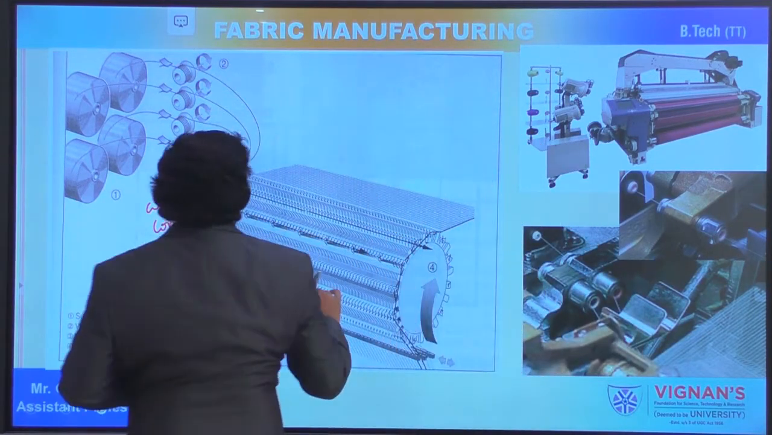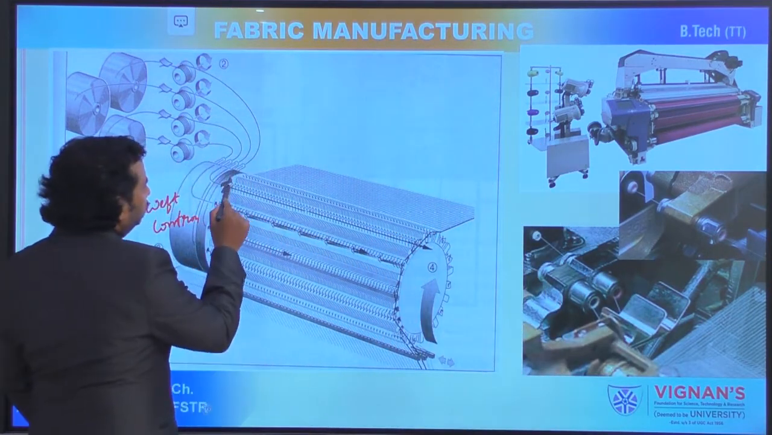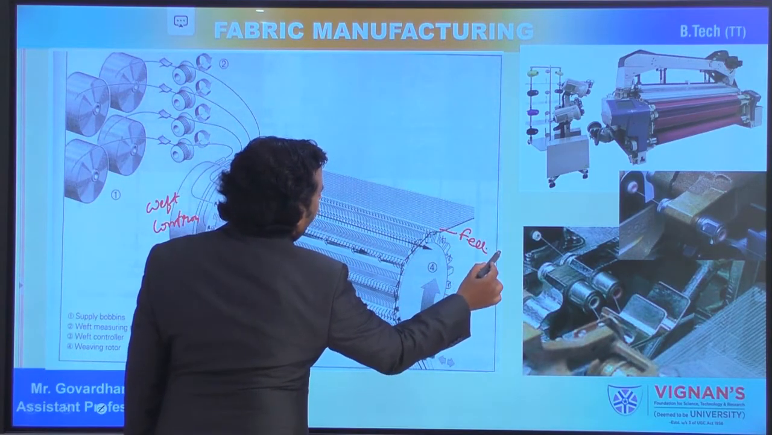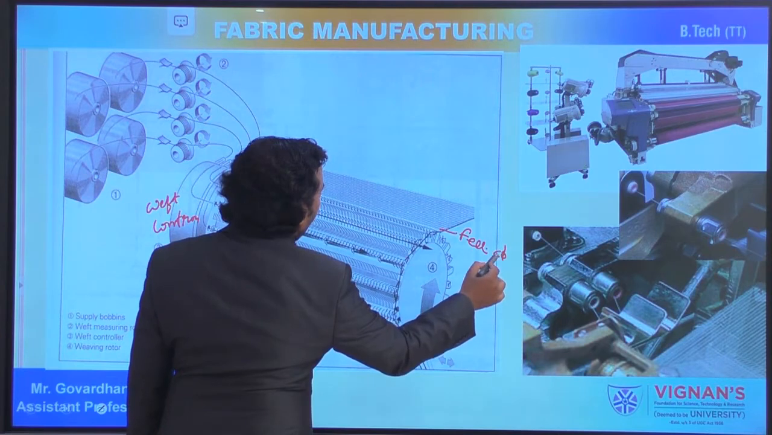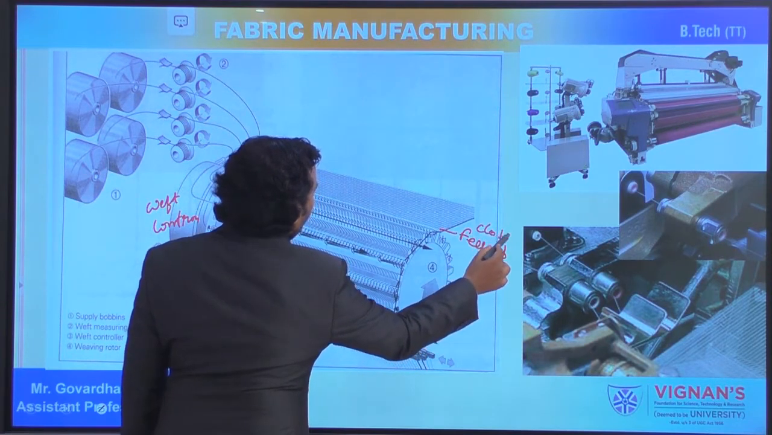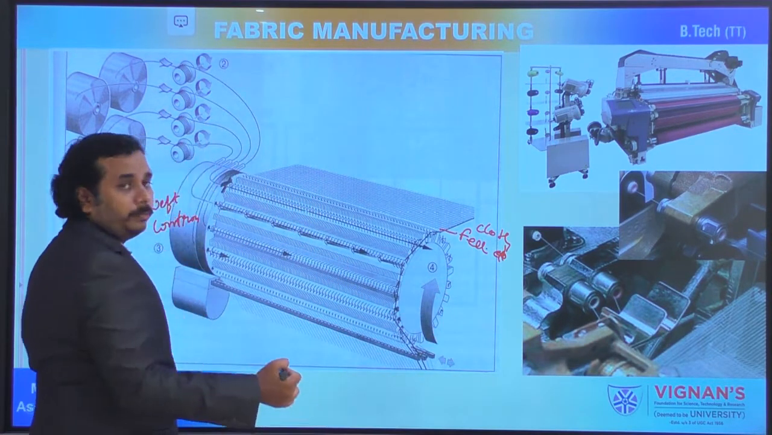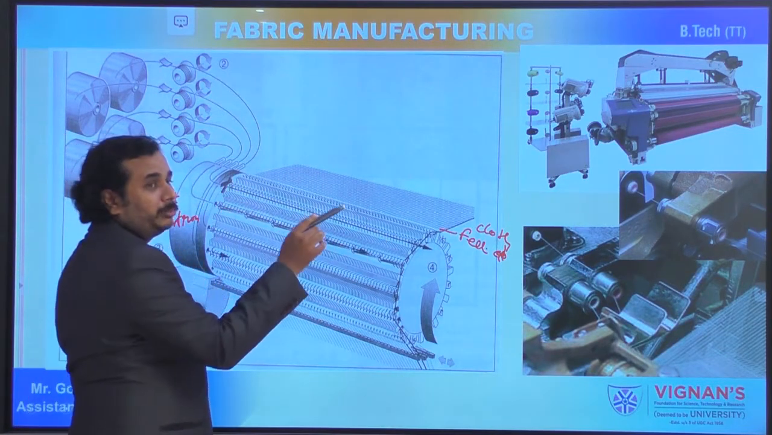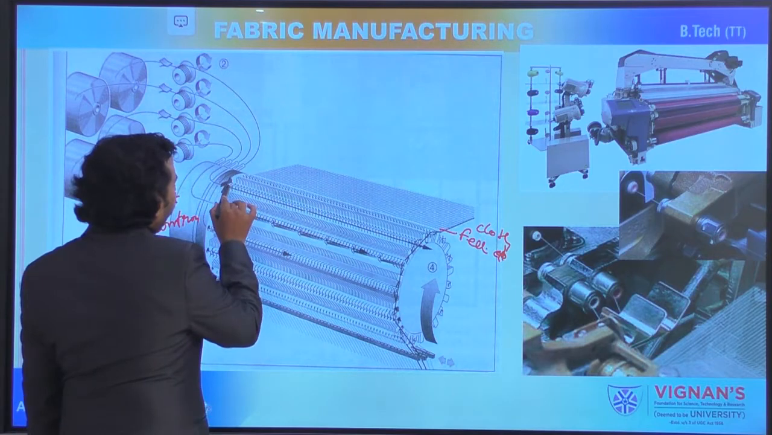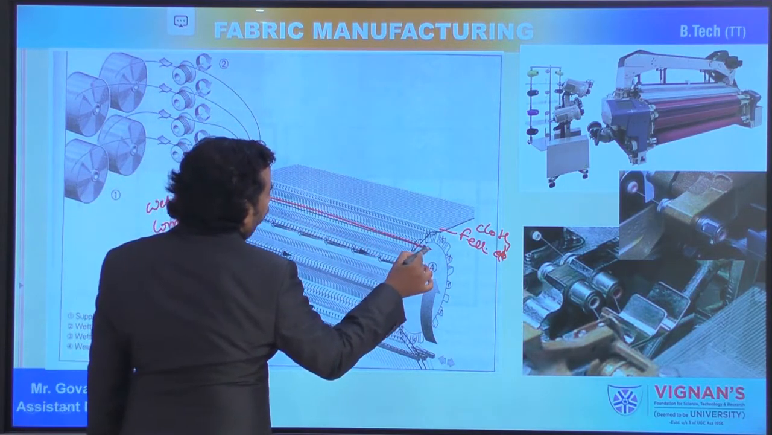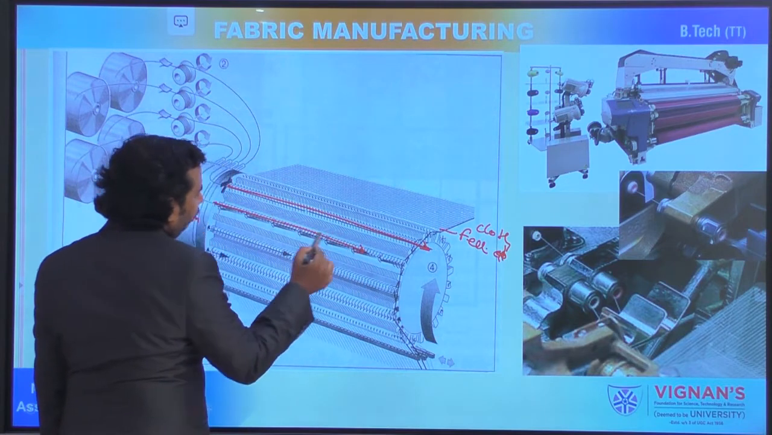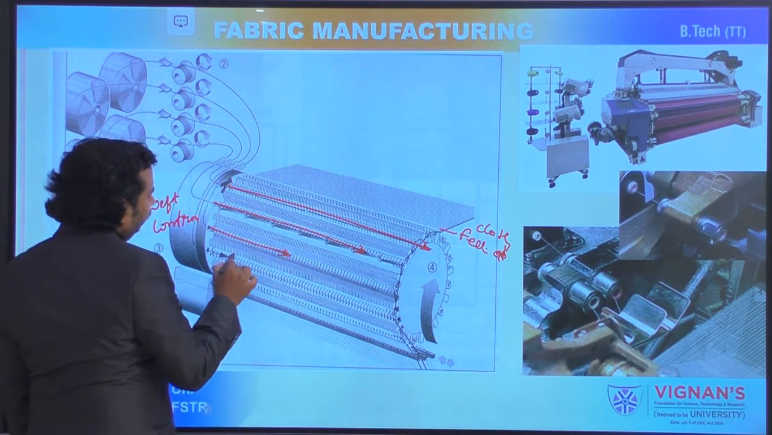And again, you have to observe that this is the fell of the cloth. Fell of cloth, or cloth fell. As I can say, the fell of the cloth is nothing but where the first weft insertion has to be done. Then you can see the second weft thread and the third weft thread.